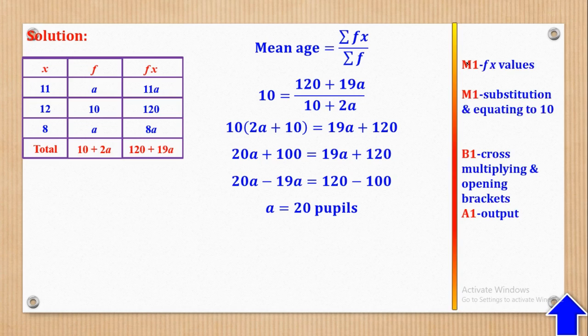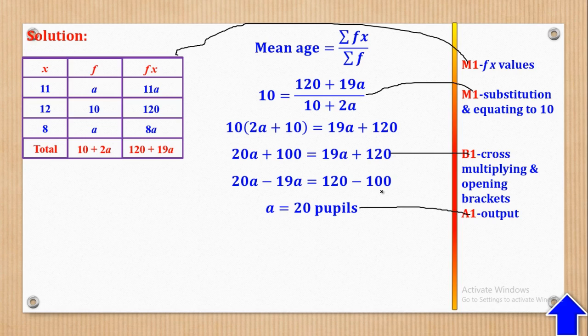So this M1 is for you to generate the values of fx, and another M1 is for you to substitute in the formula for mean and equating to 10. B1 is for cross multiplying and opening brackets, so it will be given at this step. Then A1 is for the output. So basically that's how the marks could be awarded.